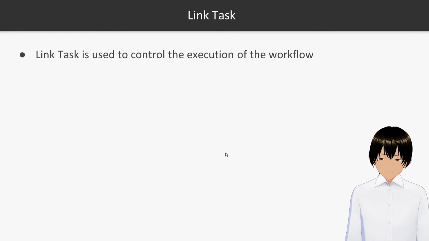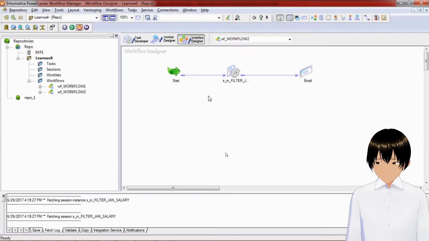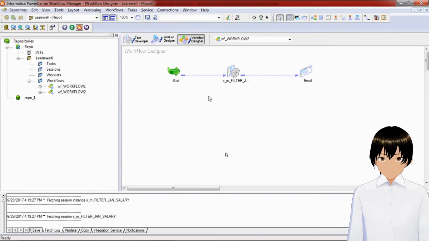Link task is used to control the execution of the workflow. You can have multiple branches in the workflow, which can be triggered using the link task. By now, you must have understood that we use a link task to connect two tasks, and also to connect the start task with other tasks in the workflow. You can define the condition in a link task, using which you can control the flow of the workflow. You can define various conditions based on the tasks from which you're connecting the link.